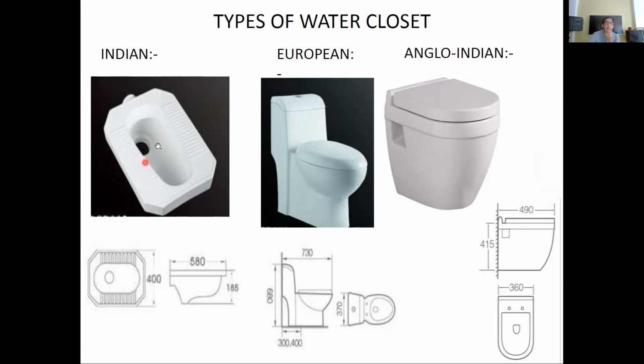So this is the Indian type, in which the water closet is flat on the floor. So this is the Indian type. This is the European type of water closet, and this is the Anglo-Indian type of water closet. So now you know the different types of water closet. It will depend on the location or the country. So if you have a client who is Indian, most likely he will request an Indian type of water closet.